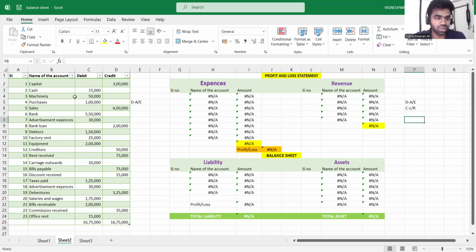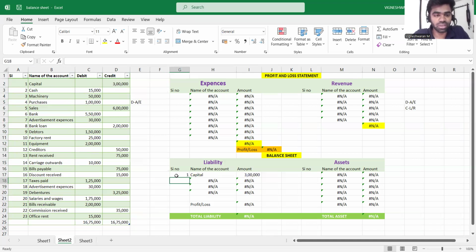Now I have a list of 23 accounts. 23 accounts is nothing but 23 entries in the ledger, and those are made into a trial balance. What we have to do is, if something is on the debit side, it should go either to assets or expenses. If something is on the credit side, it should go to either liability or revenue. Now, capital is on the credit side, so it should be either a liability or a revenue. Capital will come in liability only. It is not revenue.